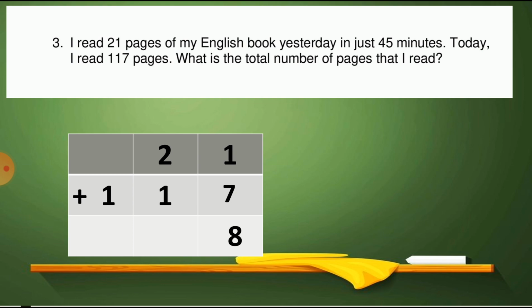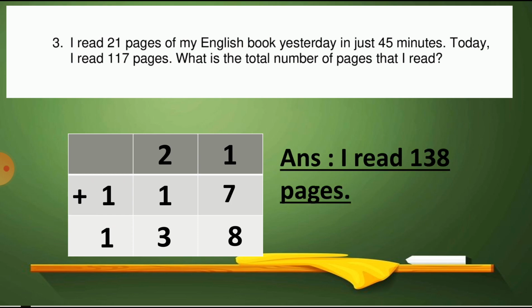Let's move to the tens column now. Here the tens column is 2 plus 1. So, students, 2 plus 1 is equal to 3. We write down number 3 under the tens column, and in the hundreds column there is only the number 1, there is no other digit. So, you can write down this number 1 as it is. So, we can write these numbers in a sentence this way: I read 138 pages.